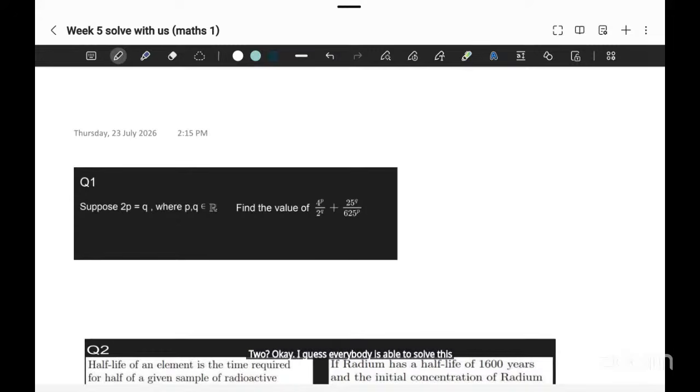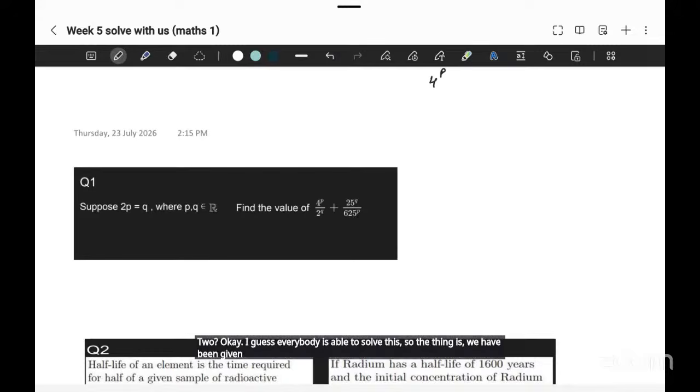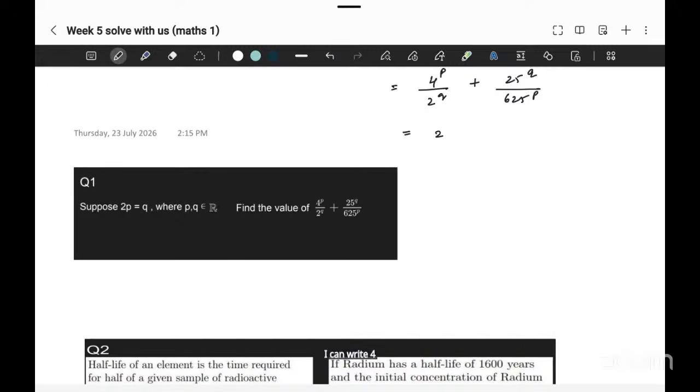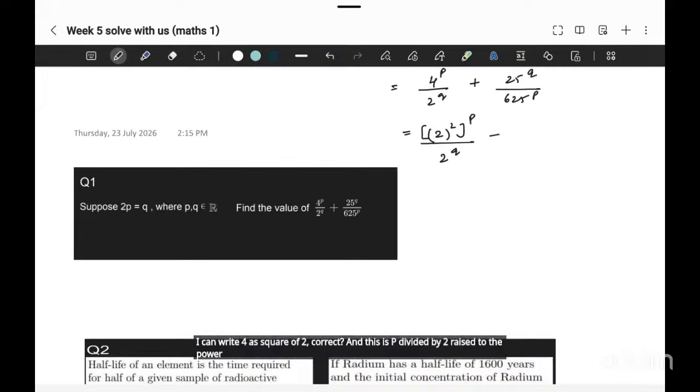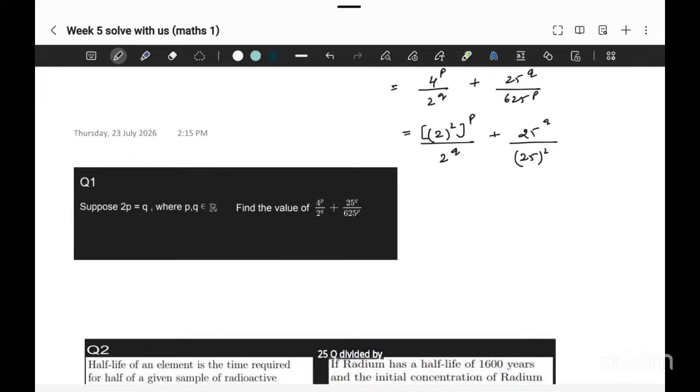So the thing is, we have been given 4 raised to the power p upon 2 raised to the power q plus 25 raised to the power q upon 625 raised to the power p. Correct? So now I can write 4 as the square of 2. And this is 2 raised to the power 2p divided by 2 raised to the power q, plus this can also be written as 25^q divided by 25 squared raised to the power p. Yes or no?